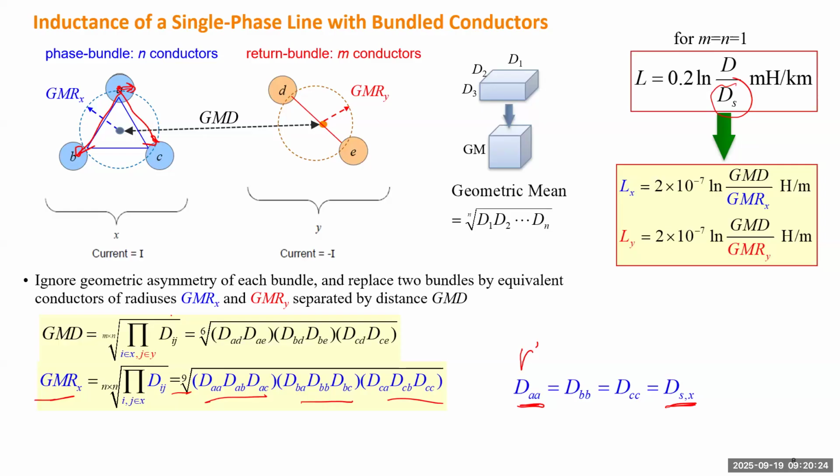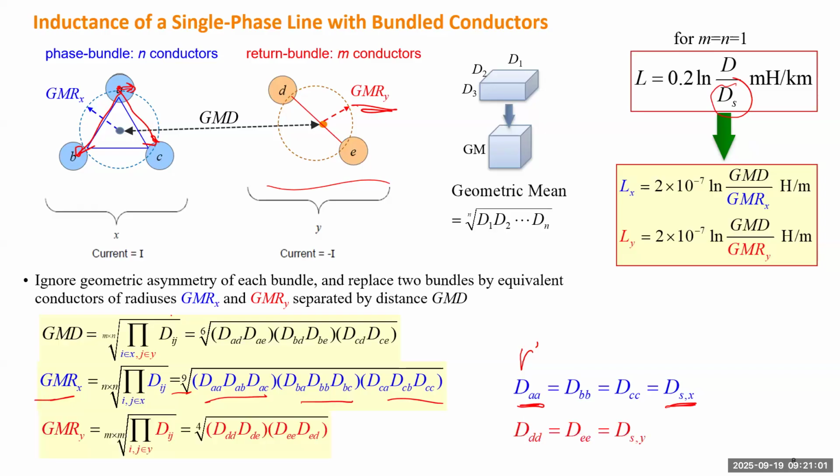Next, if we want to calculate GMR Y for the second group, how many elements do we need to consider in the product? Any idea? For group X, we have 3 conductors, and using each conductor as reference, we consider 3 distances. So 3 by 3 is 9. And for group 2, we have 2 conductors. Using each one as a reference, we draw 2 distances, and by changing the reference, we get another one. So it's 2 by 2. So we have 4 elements.